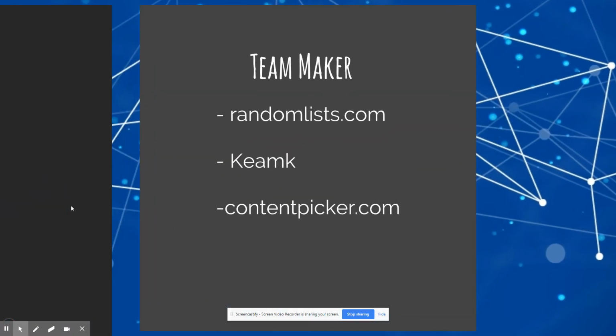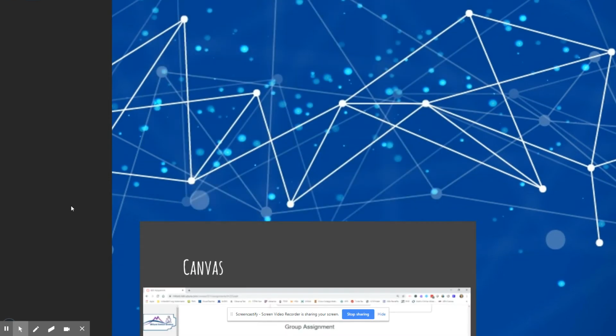When I Google searched TeamMaker, I didn't see anything like teammaker.com, but they had a few other options that seemed to create groups. So they had randomlists.com, they had Kemic, I don't actually know how to pronounce that, and they had contentpicker.com. Those were kind of the top three ways to generate groups.